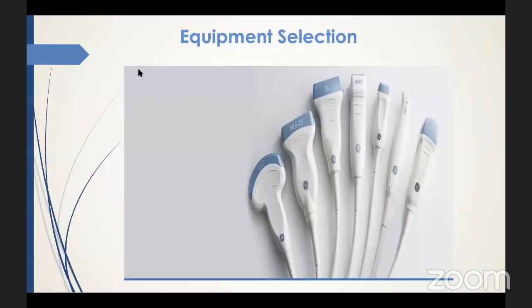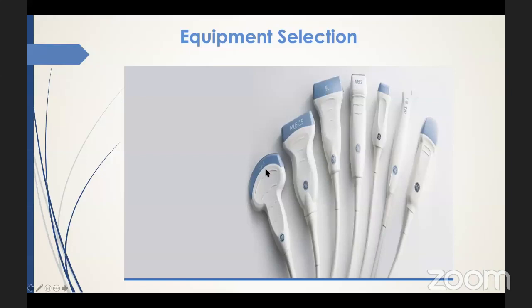Now let's move into the technical part and let me refresh your mind and mine about the equipment selection and why we select a particular transducer for a specific examination. We mainly rely on a linear transducer and a curved transducer. The linear transducer produces a high frequency and therefore gives us better image resolution and better image quality, but unfortunately it doesn't go deeper than a certain point. So we use it mainly for superficial structures.